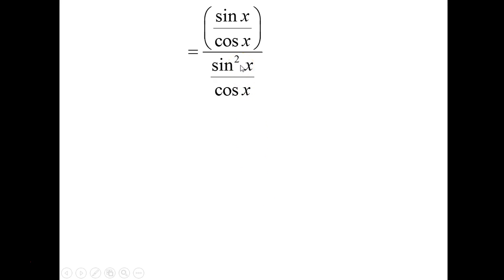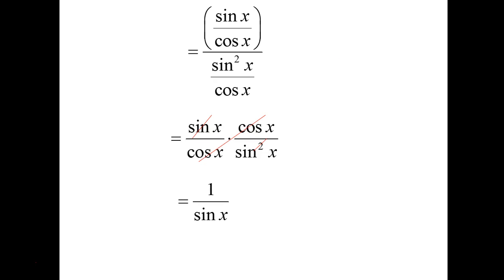So, what can I do from here? I have a fraction divided by a fraction. Algebraically speaking, I know that dividing by a fraction is the same as multiplying by the reciprocal. So instead of dividing by sine squared over cosine, I'm just going to multiply by cosine over sine squared. The end result is that the cosines cancel. This sine cancels with one of those, leaving me with 1 over sine, which is nice and reduced.